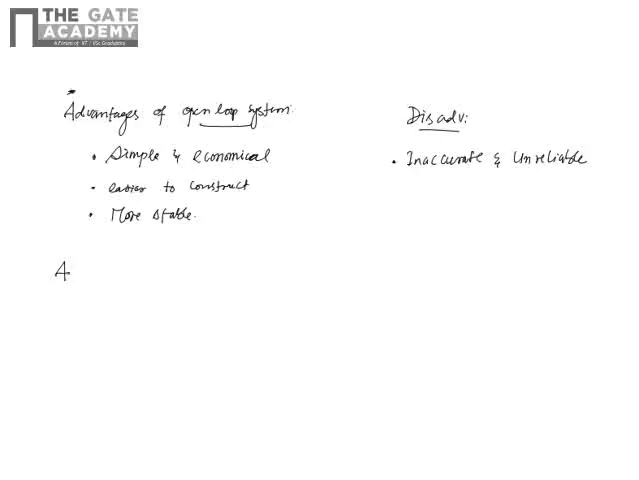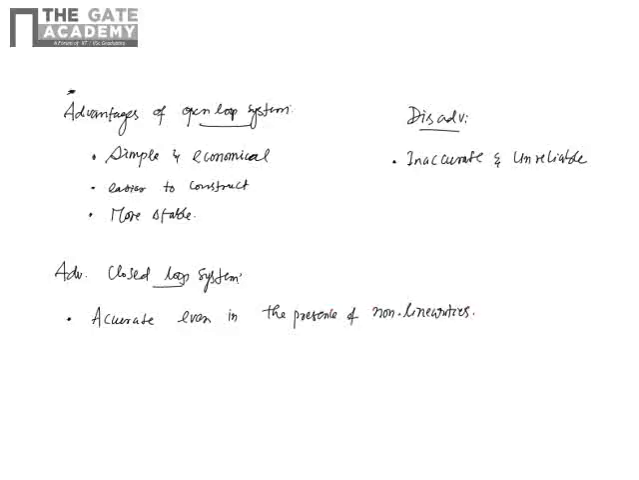Then the advantages of the closed loop system. What are the main advantages of the closed loop system? It is more accurate even in the presence of non-linearities. Then it is less affected by noise.